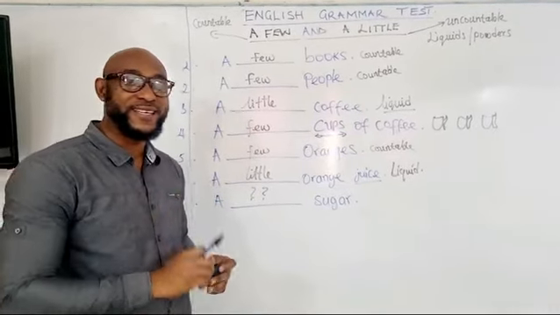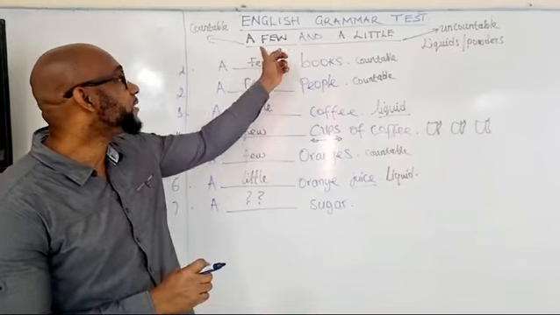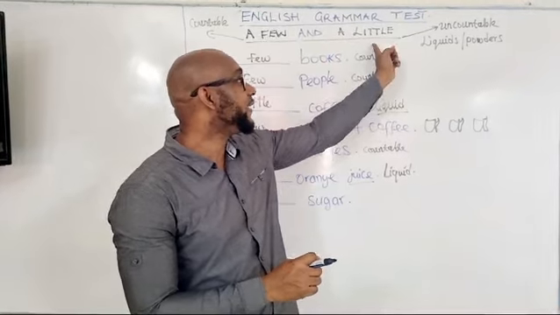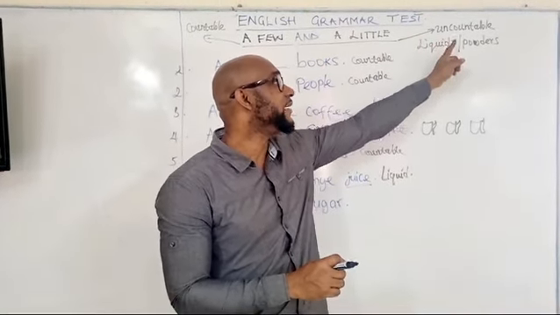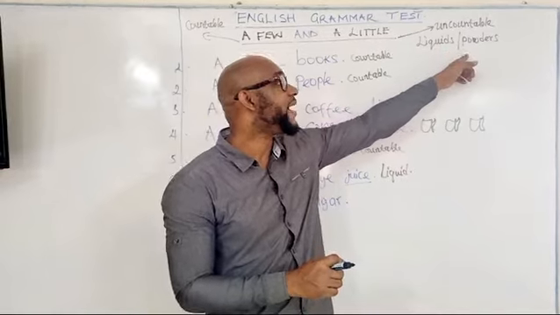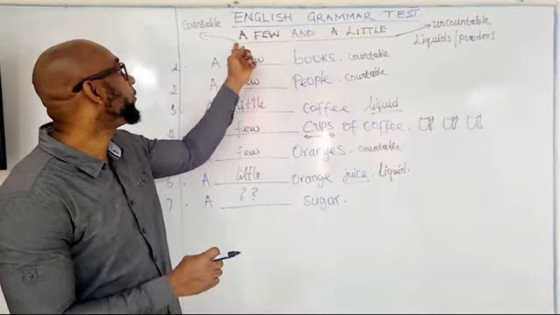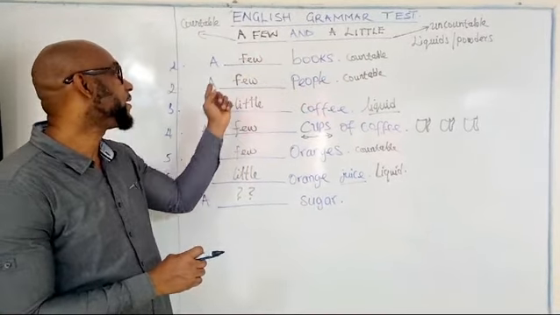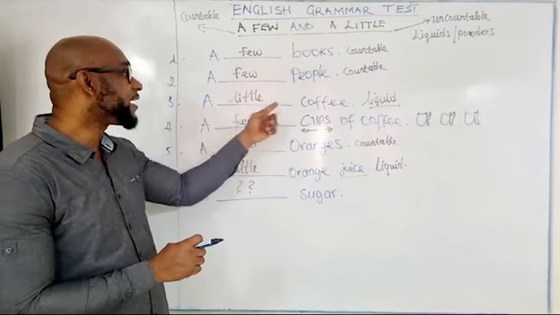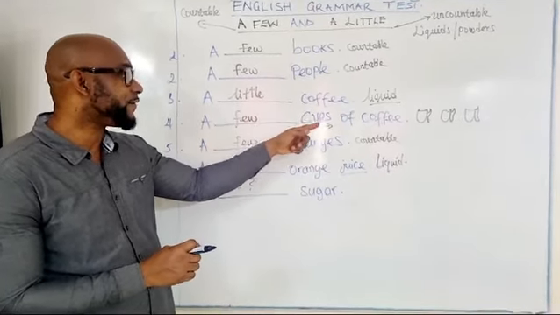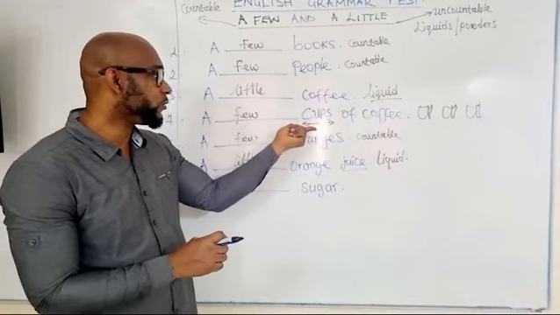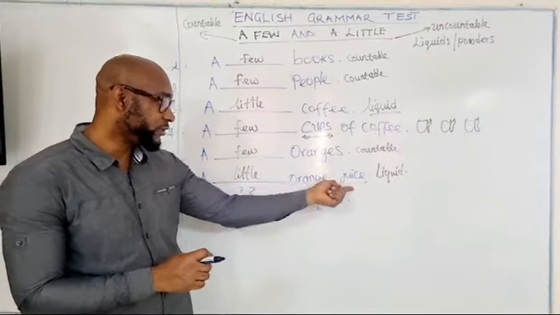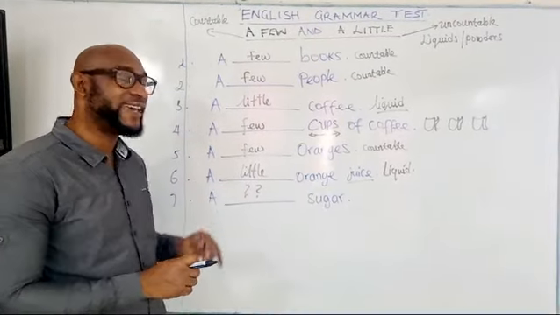And before we go, once again, a recap of what we did today. We talked about "a few" and "a little." And we said when talking about "a little," we talk about uncountable nouns. Example, liquids, powders. And when we refer to "a few," it refers to countable nouns. So here we have a few books, a few people, a little coffee, a few cups of coffee. We used "a few" here because we had cups of coffee, a few oranges, a little orange juice, liquid, and finally, this is for you.